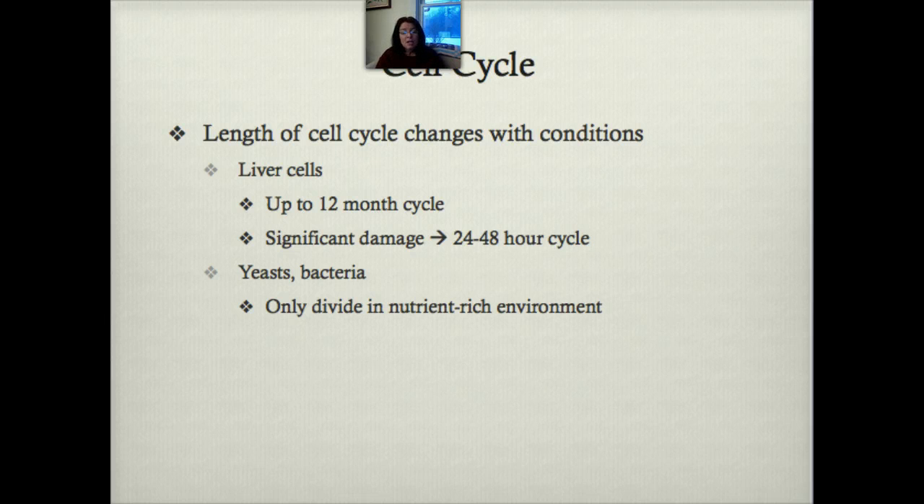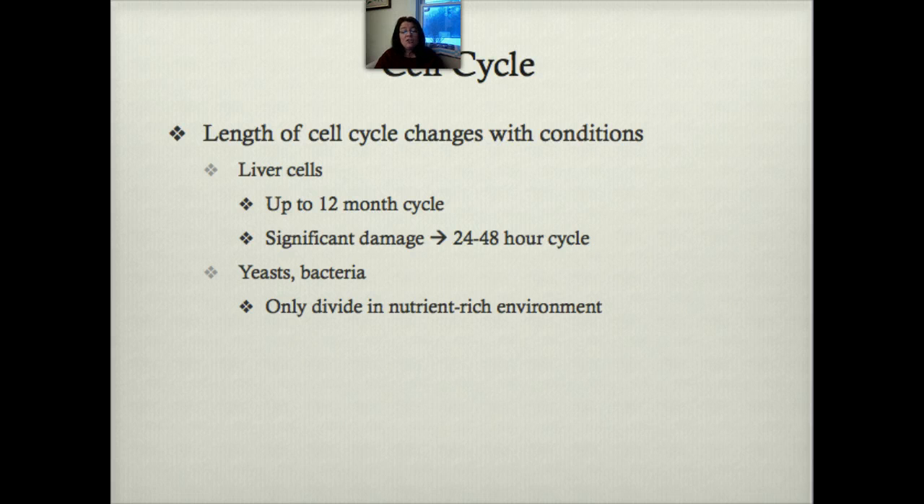For example, in a human being, liver cells are on a very slow cell cycle. Once your liver is fully formed and in place, a typical liver cell lasts about a year. So we don't need to replace them any faster than a 12-month cycle. But if you damage a human liver, and I mean significantly, the cell cycle will suddenly speed up, and it can speed up to a 24 to 48 hour cycle, which is pretty amazing.